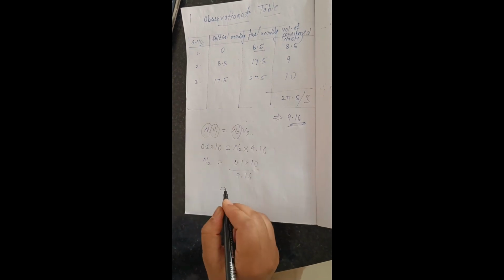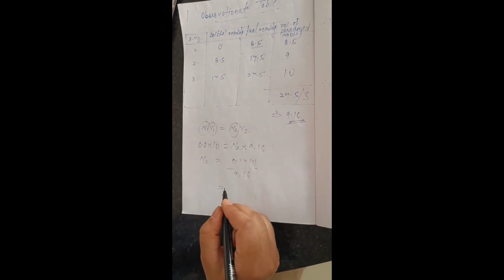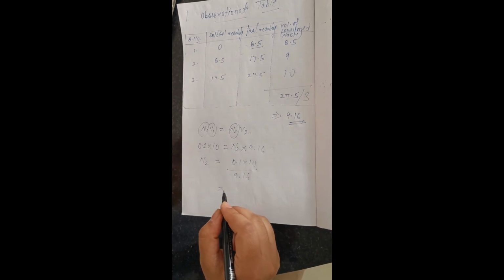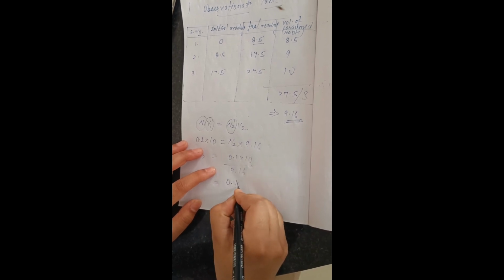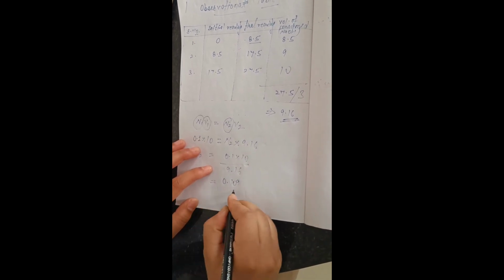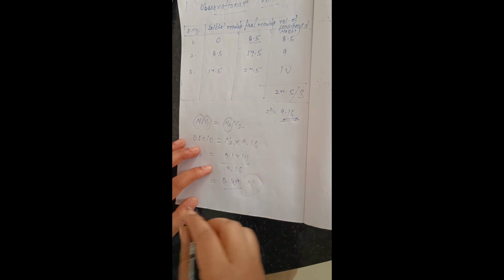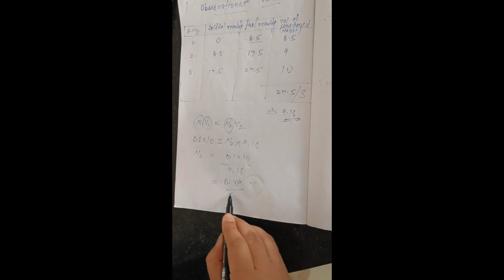So it will be 1 divided by 9.16, which is 0.109. So this is the normality of NaOH that we get by using the acid-base titration. This is the final calculation, and we have standardized our secondary standard, that is NaOH. This is all about the practical of the acid-base titration of NaOH and oxalic acid.